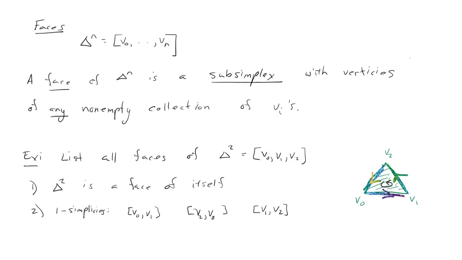And now let's look at our zero simplices. Remember, our zero simplices are just our vertices. So our vertices are v0, v1, and v2. Let's label these: this is a zero simplex, this is a zero simplex, and this is a zero simplex. So in total, a two simplex has delta 2, it has 3 one simplices, and 3 zero simplices. So it has a total of 7 faces.